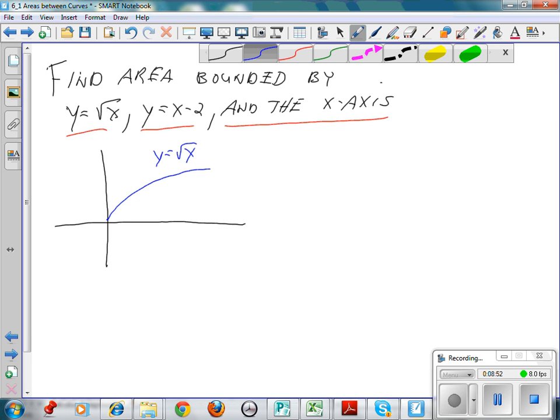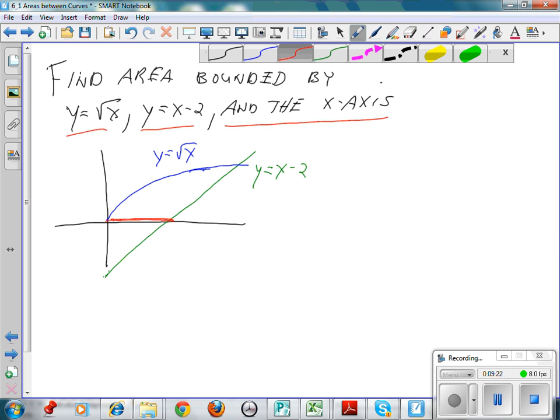What's this y equal x minus 2 look like? Well, we'll put that in green. You know, it has a slope of 1. It has an intercept of minus 2 here. That's going to go like that, maybe. I better make these things cross each other. Okay, and then what about the x-axis? That's the x-axis. So I want this area in here.